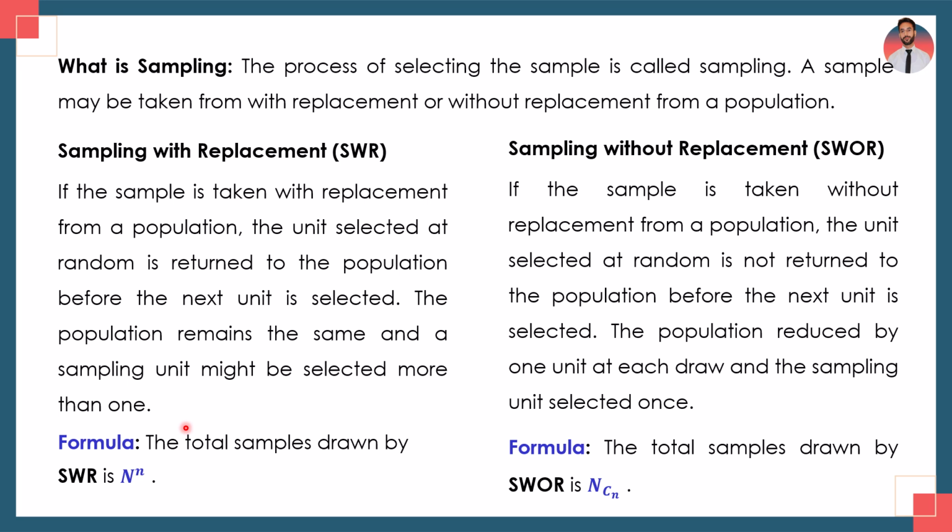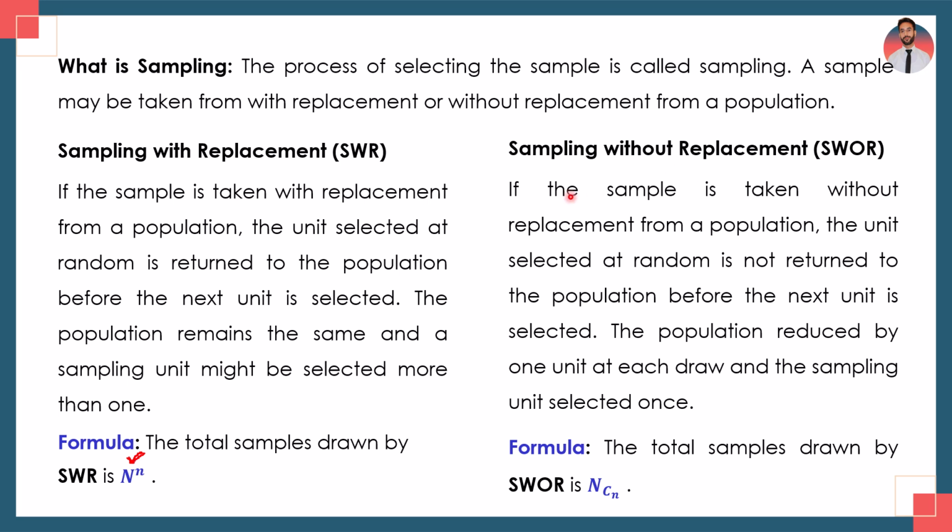Now students, in sampling with replacement, the sampling units are repeated before the next unit is drawn, and the formula for the total samples drawn by sampling with replacement is N to the power n. That is, capital N is the population size and small n is the sample size, and we take its power. In this way, students, you can calculate the total samples drawn by sampling with replacement.